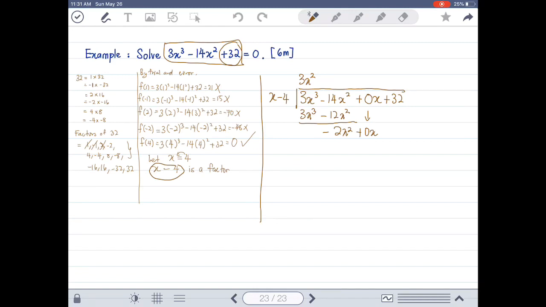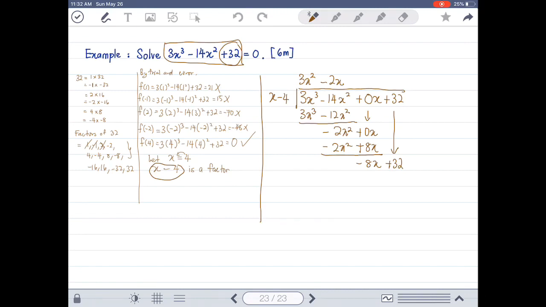So again, the same process. What times x gives negative 2x squared? So we need negative 2x. Negative 2x times x, we get negative 2x squared. Negative 2x times negative 4, negative times negative, positive 8x. So top minus bottom, we will cancel out the first term. So 0 minus 8x, we will get negative 8x. Bring down the next term, which is plus 32.